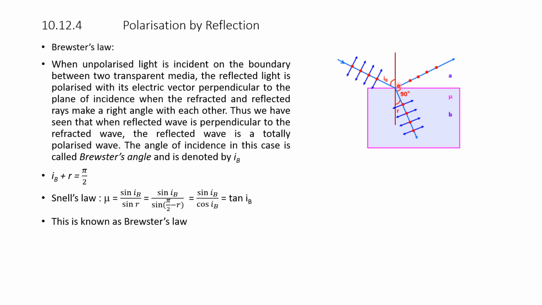When the refracted ray and reflected ray make a right angle to each other, this is the refracted ray and reflected ray, both are at 90 degrees. Thus, we have seen that when the reflected ray is perpendicular to the refracted ray, the reflected wave is totally polarized. This angle of incidence is called Brewster's angle, and it is given by iB plus r is equal to pi by 2, 90 degrees.